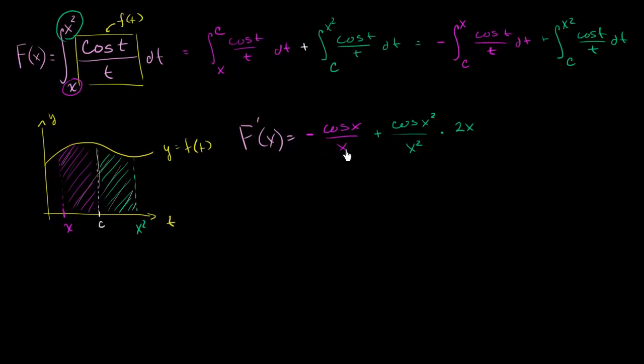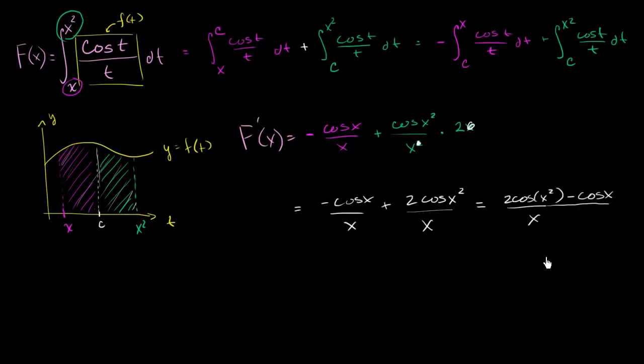And we're done. We just need to simplify this. All of this is going to be equal to negative cosine x over x plus, well, this x squared is going to cancel out with just one of those, plus 2 cosine x squared over x. And I guess we could simplify it even more as being equal to, everything over x, 2 cosine of x squared minus cosine of x. And we are done.